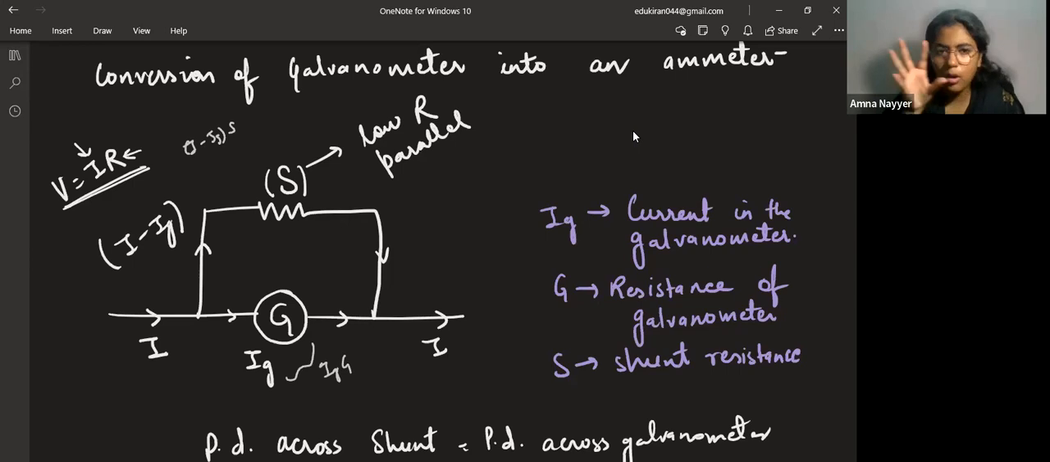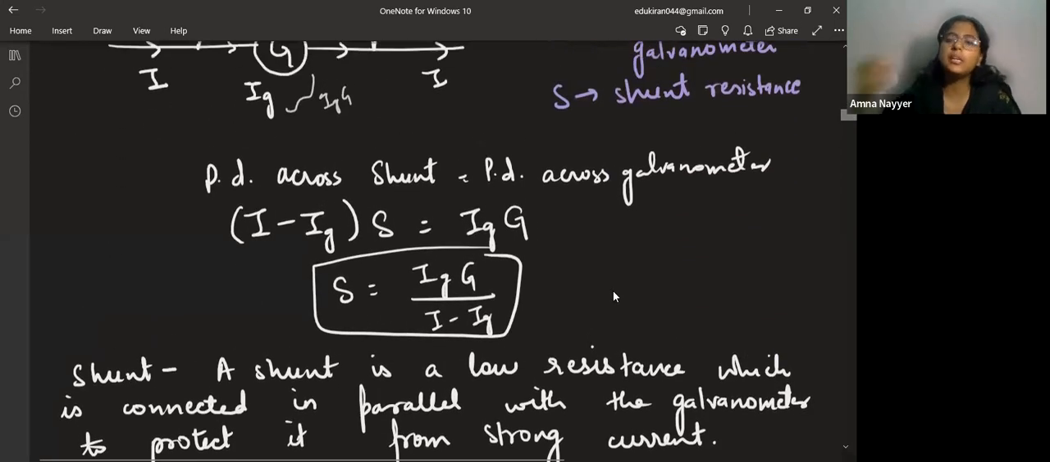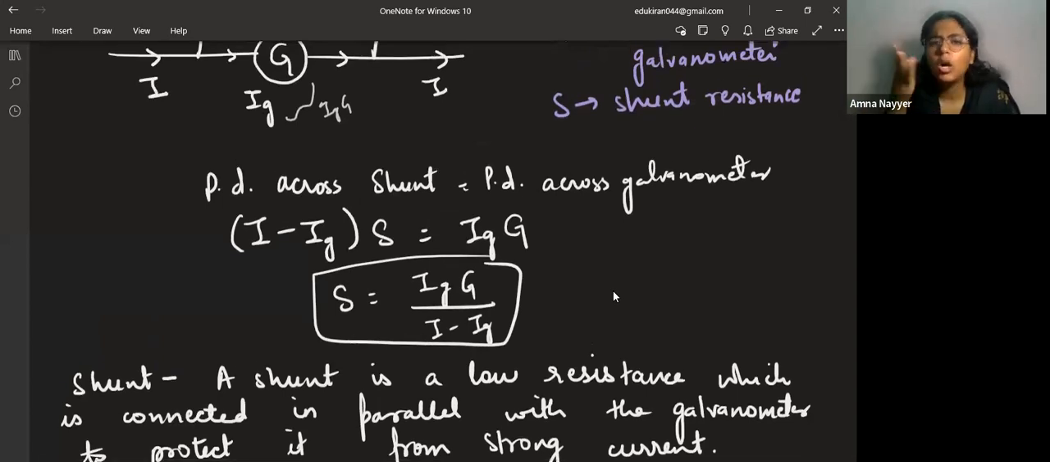So current across the shunt, let's say I minus Ig, if I is the total current, multiplied by the shunt resistance S is equal to the current through the galvanometer multiplied by the resistance of the galvanometer. On solving this, you get the formula S = IgG / (I minus Ig). Or you can directly write: potential difference across shunt is equal to potential difference across galvanometer. So shunt is a low resistor connected in parallel.